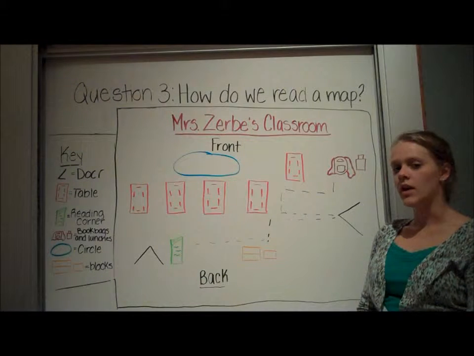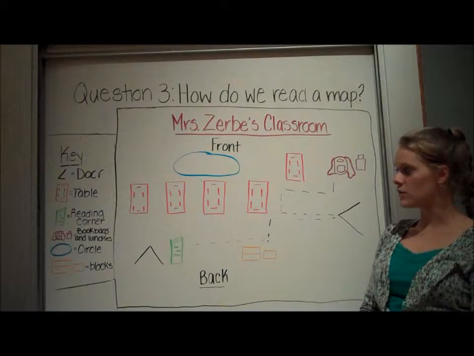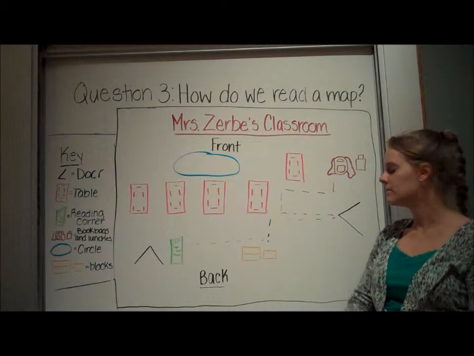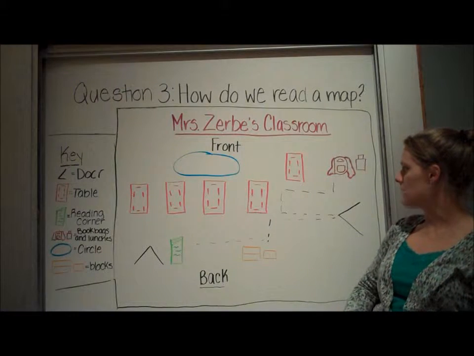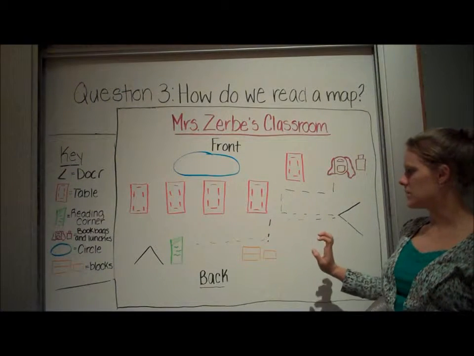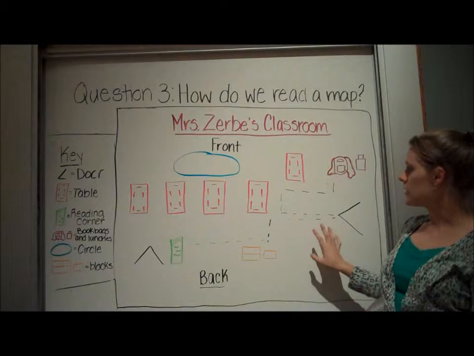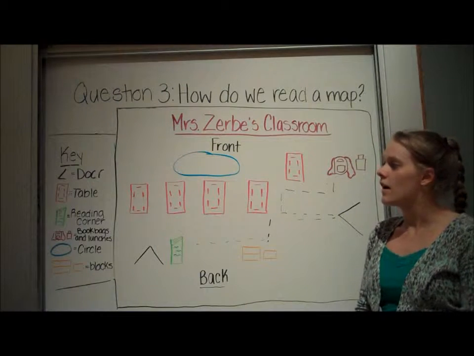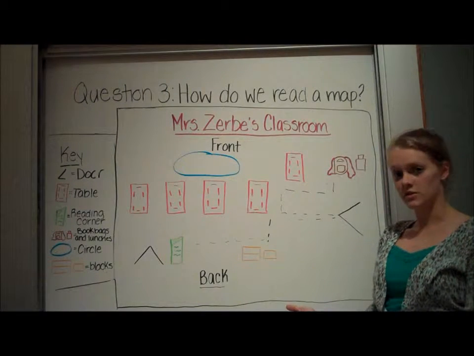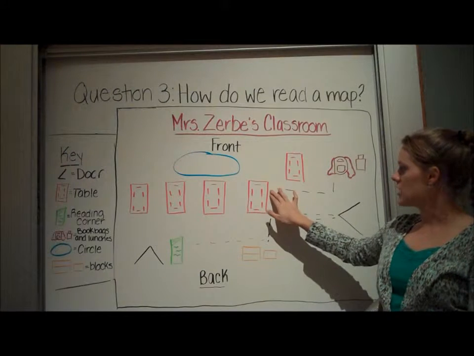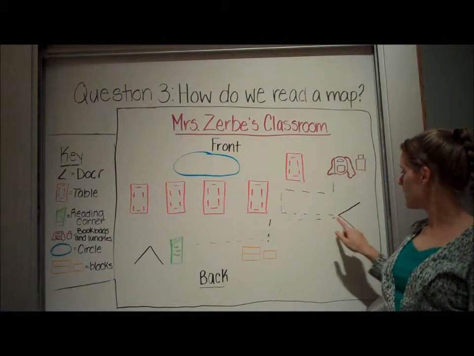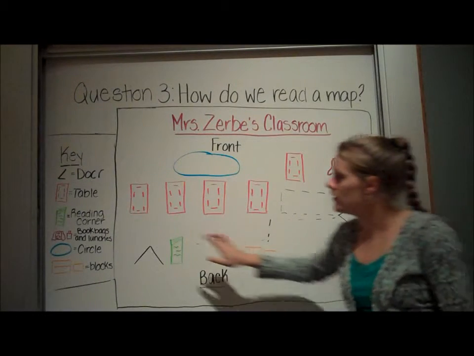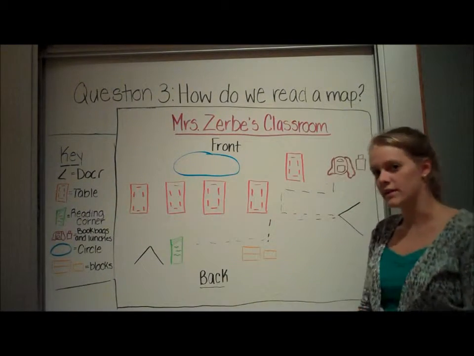Now once you figure out how to hold your map, the next thing you're going to look at is all of these shapes listed on your map. When you first look at this map, there are a lot of different shapes. So you're going to look at your key. Your key helps you to determine what your shapes on your map mean. So for example, I see this triangle looking thing off to the side. The triangle, according to the key, is what the door is.